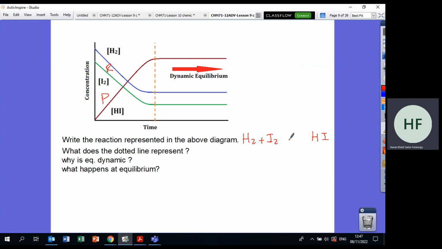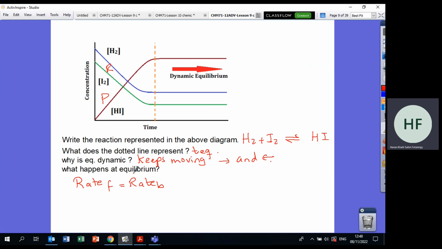Now do I need to put 1 arrow or 2 arrows? Of course, reactants are not becoming 0, so I will put 2 arrows. What does the dotted line represent? Notice that after this line, everything is constant, so it is equilibrium. What is dynamic? Dynamic means keeps moving forward and backward. What happens at equilibrium? At equilibrium, rate forward equals rate backward.